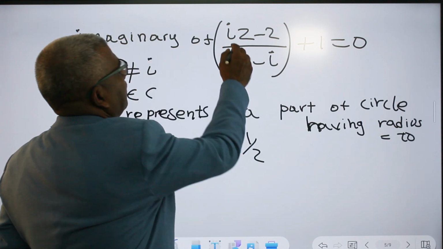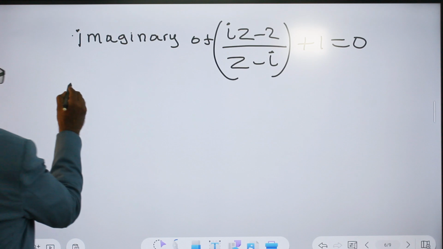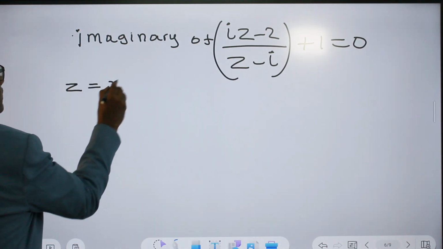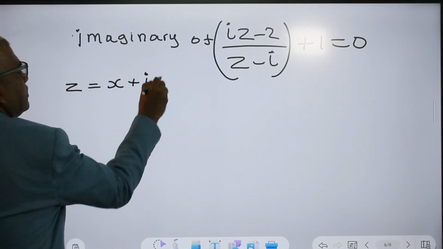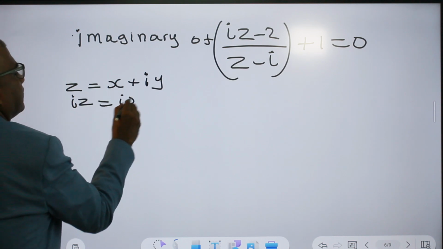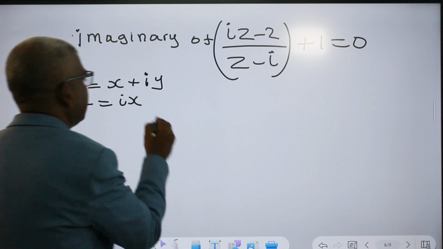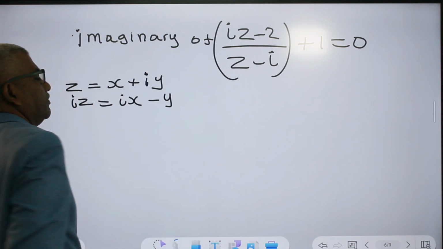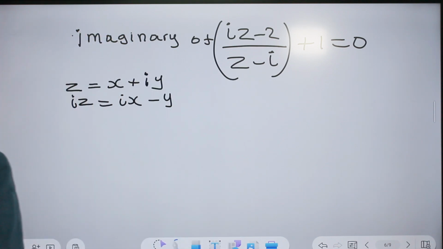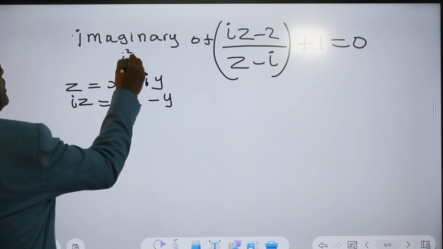Now let z is equal to x plus iy. Let z is equal to x plus iy. iz is what? ix plus i squared y. i squared y is minus y. Okay? i squared is minus 1. You know that.